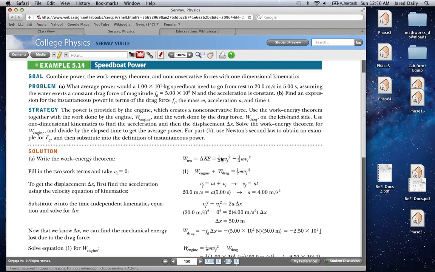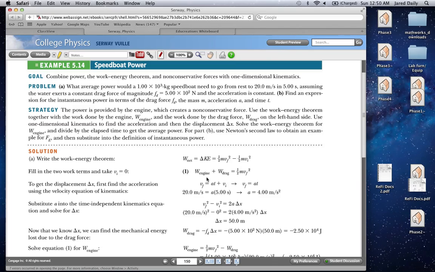But on the left-hand side of the equation, we have two types of work. We have work done by the engine and work done by the drag force, the frictional force here. And remember that one of these is going to be positive, one's going to be negative, because one's going to be pushing one way, one's going to be pushing the other way. I would say that the work the engine does, we'll call that positive. It's making the boat go faster. Work the friction does, or the drag force does, is going to be negative, taking energy away from the boat. Right?